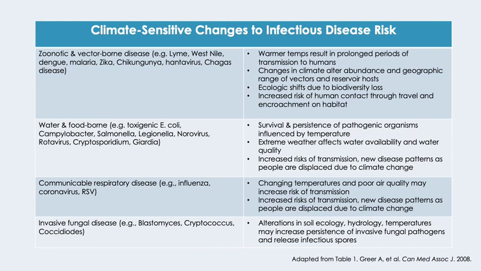these types of illnesses. Likewise, this is true with communicable respiratory disease. Changing temperatures and poor air quality might increase the risk of transmission. We also know that the population density that might be a result of displacement can change our risk of transmission. And finally, invasive fungal disease. Alterations in soil ecology, hydrology, temperatures, etc. might change both the persistence of the invasive fungal pathogens out there and may release infectious spores.